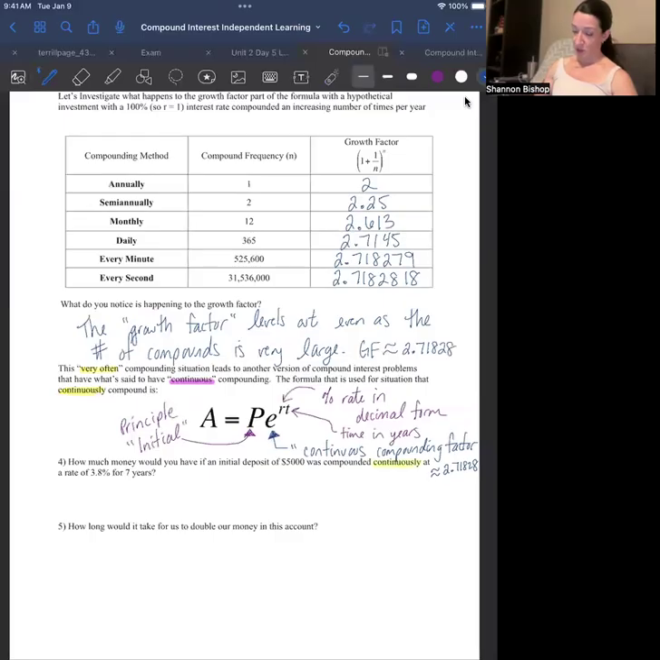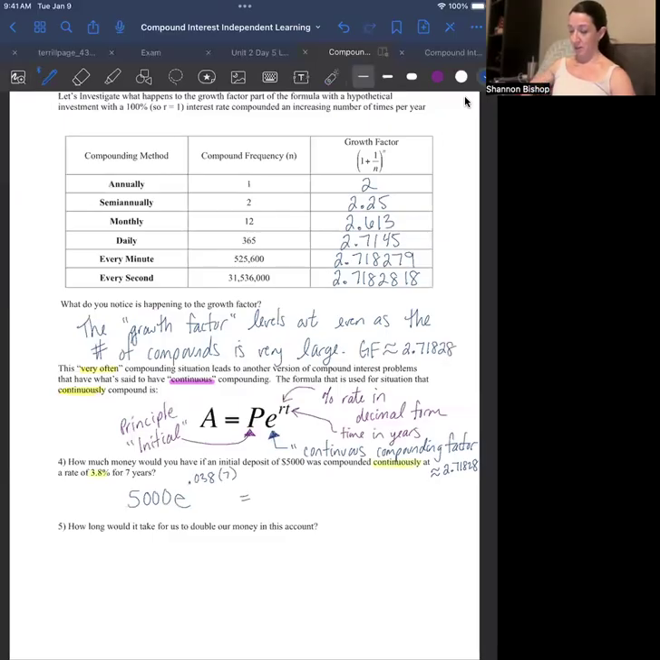So what do we have? The initial investment is $5,000. It is continuous, so I know my growth factor is e. The interest rate is 0.038. They're 3.8% in decimal form is 0.038. And I'm going to leave my money in there for 7 years.